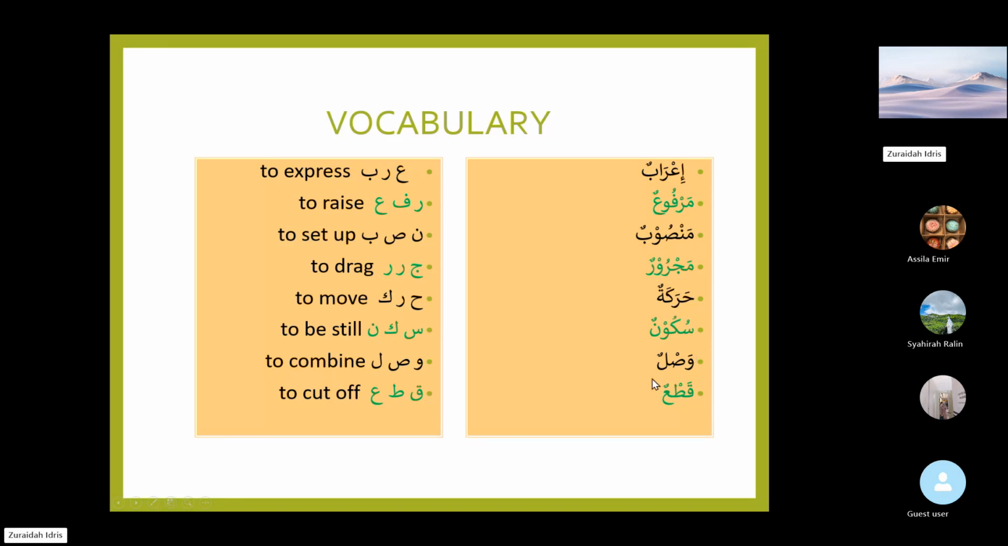Then this was from waslun and qat'un. This was about our hamzah. Hamzah of wasl is basically your alif, and hamzah of qat' is the one that you see on top of the stick, the hamzah on top of a ya, the hamzah on top of a waw. That's what it is.